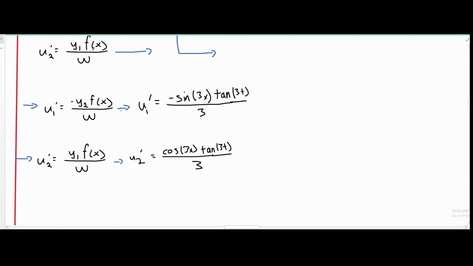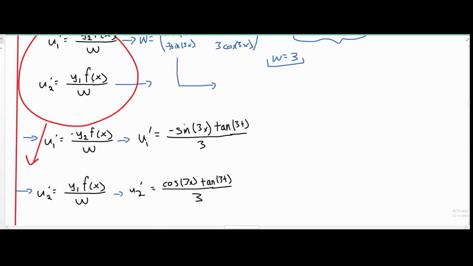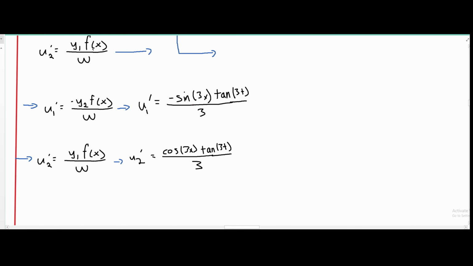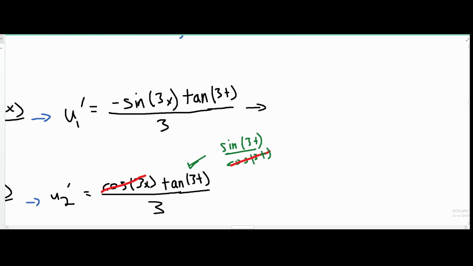Then we can go and use these equations and put them down here to solve for them. We solve our u1 prime and it looks like this after we plug everything in, and our u2 prime is going to look like this after we plug everything in. For u2 prime, we can cancel out the cosines because this tangent of 3t becomes sine of 3t over cosine of 3t. That means that we're just going to be left with a sine of 3t on the top.